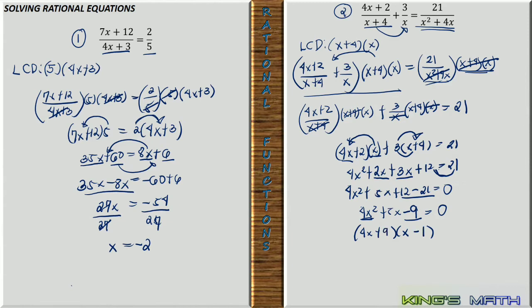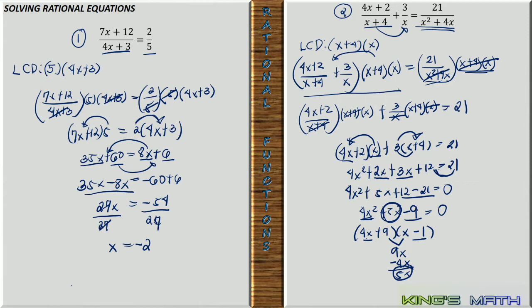To make sure that we factor it correctly, the product of this one plus the product of this one should be equal to the middle term here. So 9 times x is 9x. 4x times negative 1 is negative 4x. 9x plus negative 4x is 5x. So this is the middle term here. So we factored it correctly.